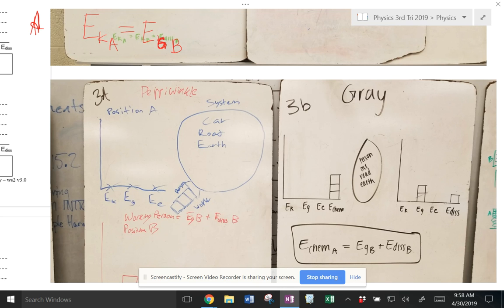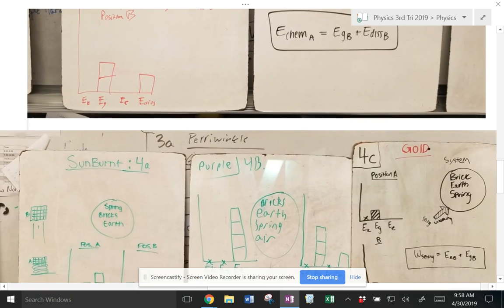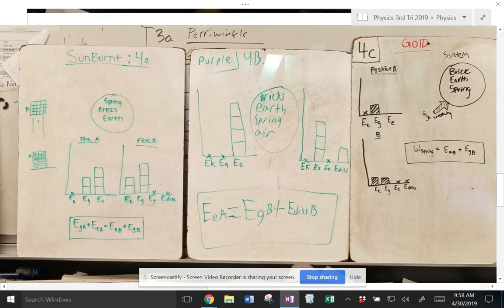All right, go ahead and scroll here. Let's pass the mic to Sunburn. And you can pinch zoom that a little bit better so we can see your board if you like.